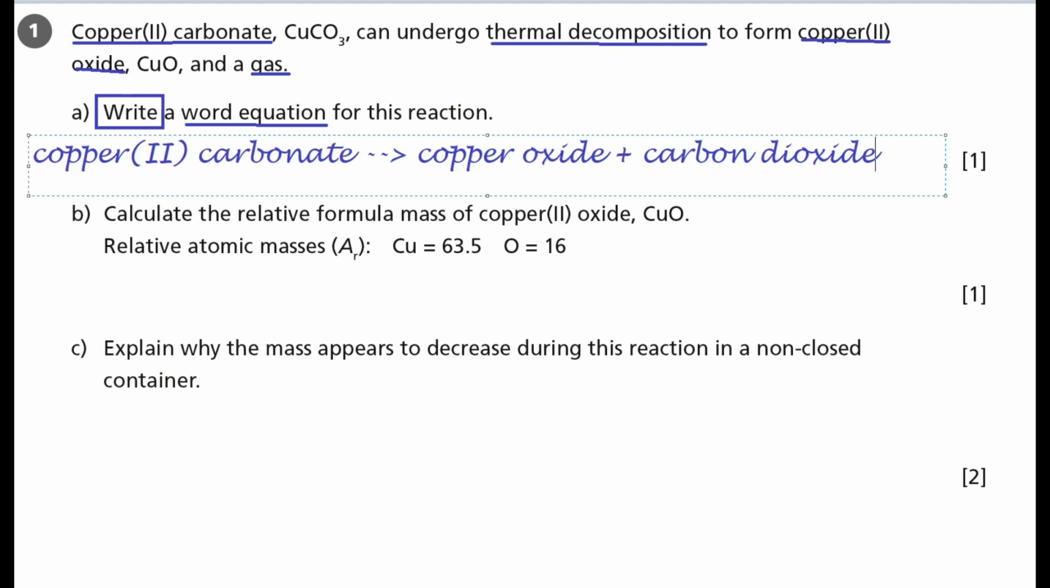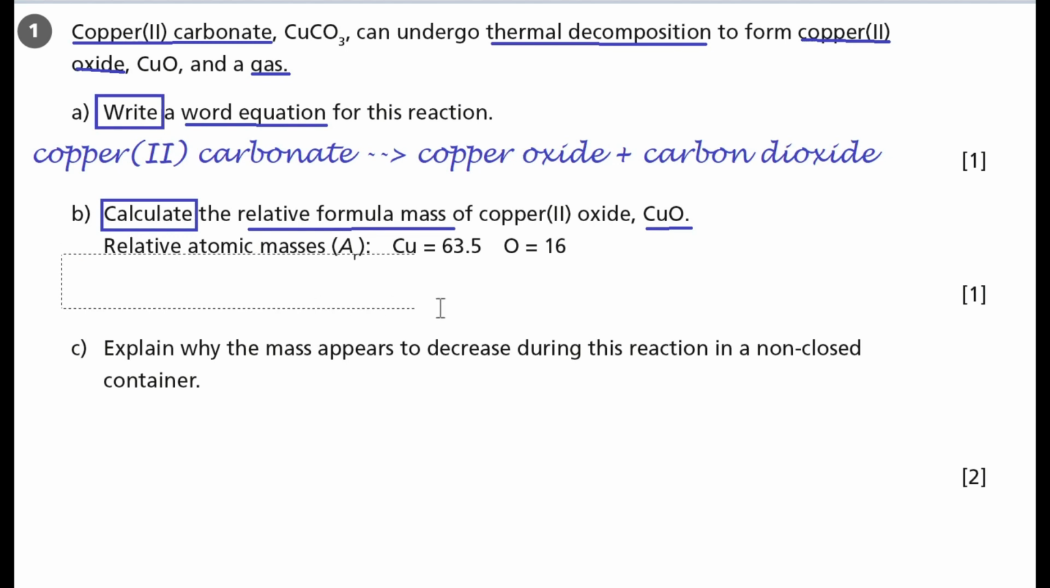Looking at part B, calculate the relative formula mass of copper 2 oxide, CuO. The relative atomic masses of copper and oxygen are given to us. So the command word is calculate. And what we need is the relative formula mass of copper oxide. So what we need to do is add the mass from the 1 copper atom to the mass of the 1 oxygen atom in that formula to work out the overall formula mass.